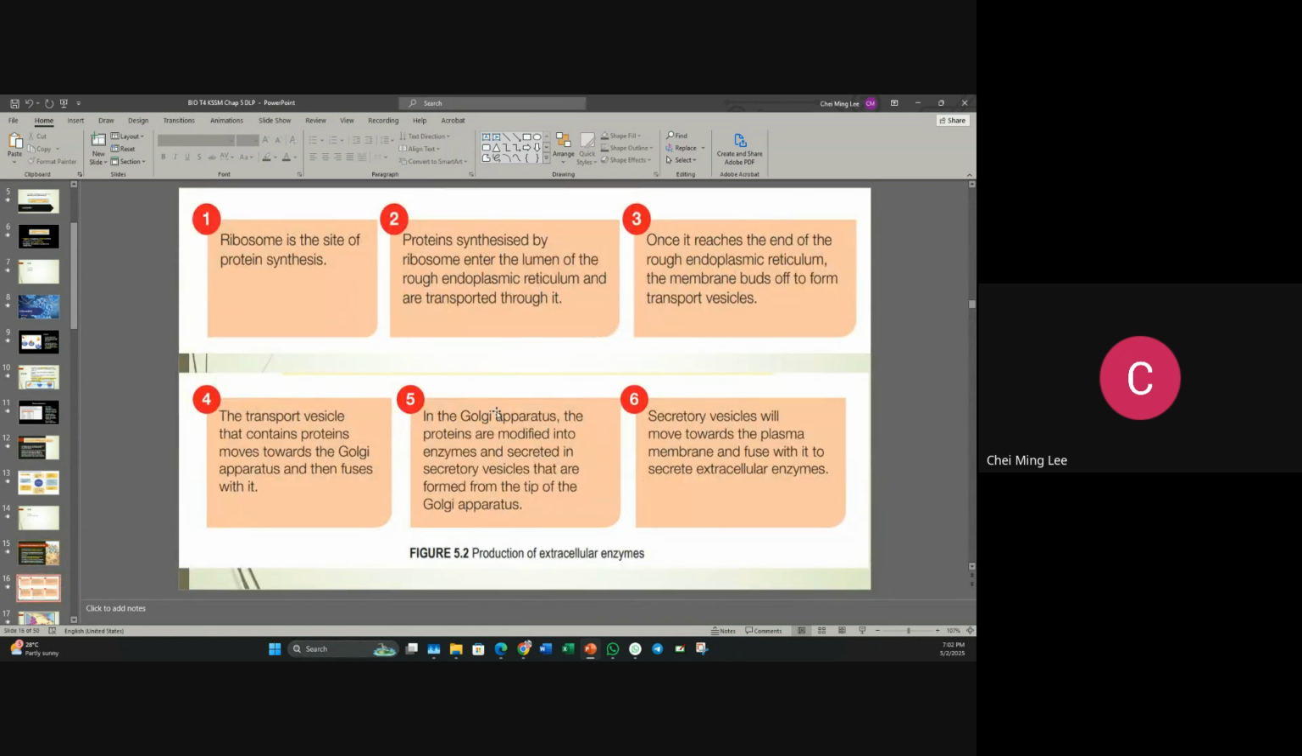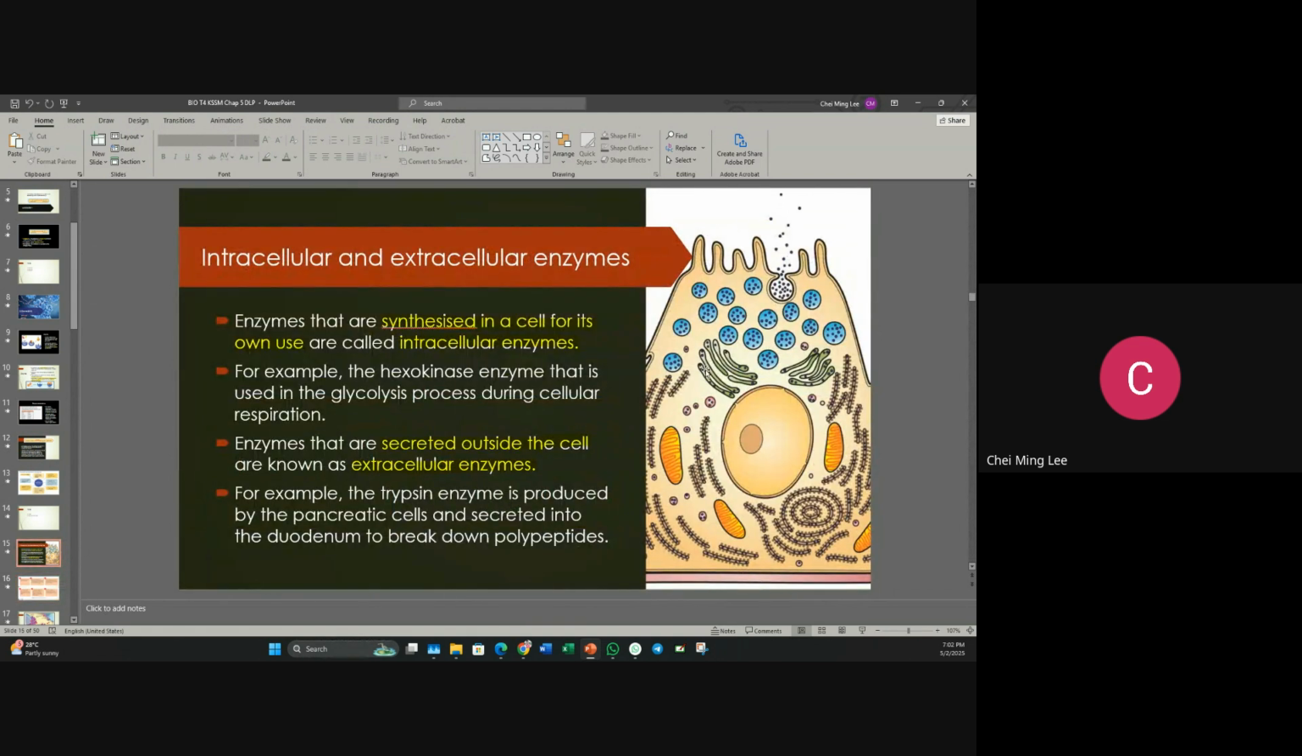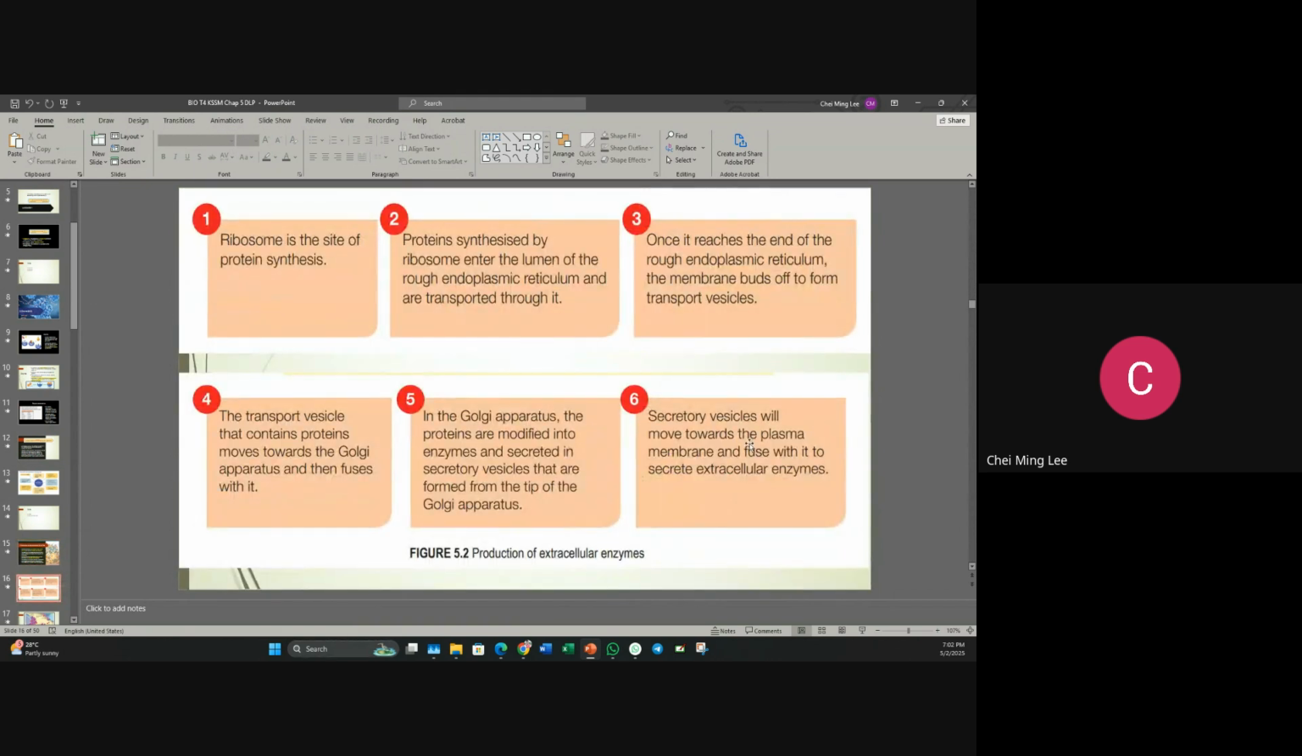In the Golgi apparatus, the protein is modified into enzyme and secreted in the secretory vesicle, which is formed from the tip of the Golgi apparatus. So like this, from here it will be released out like this. See? The small one is the ribosome. The big one we call the secretory vesicles.